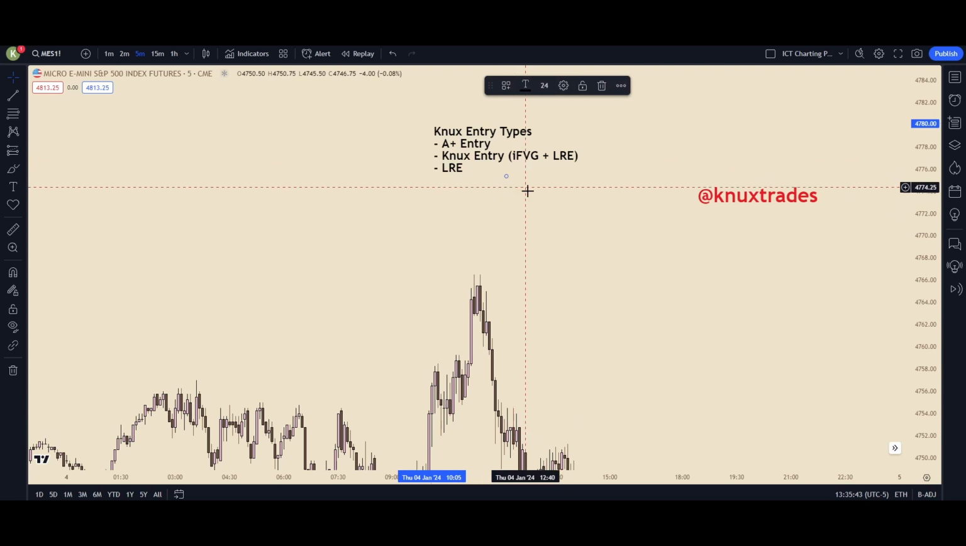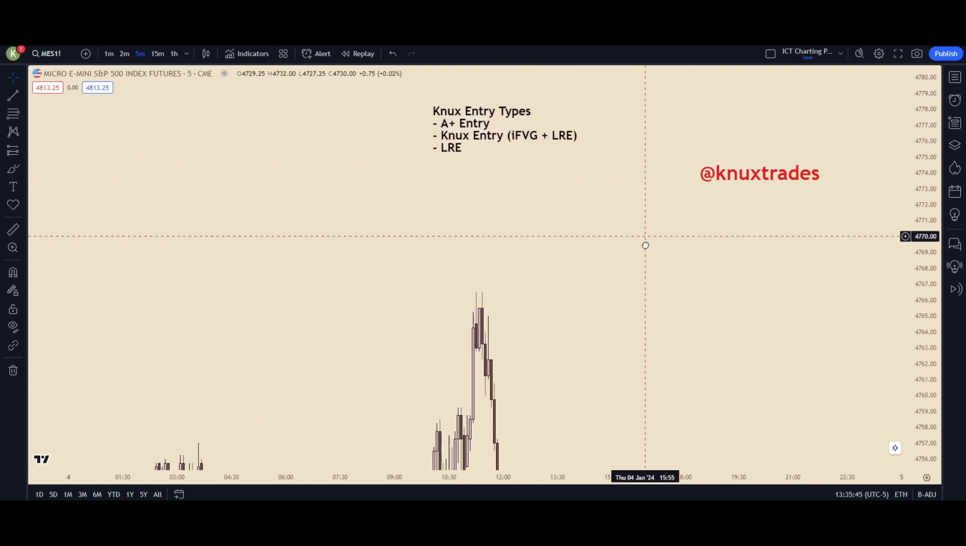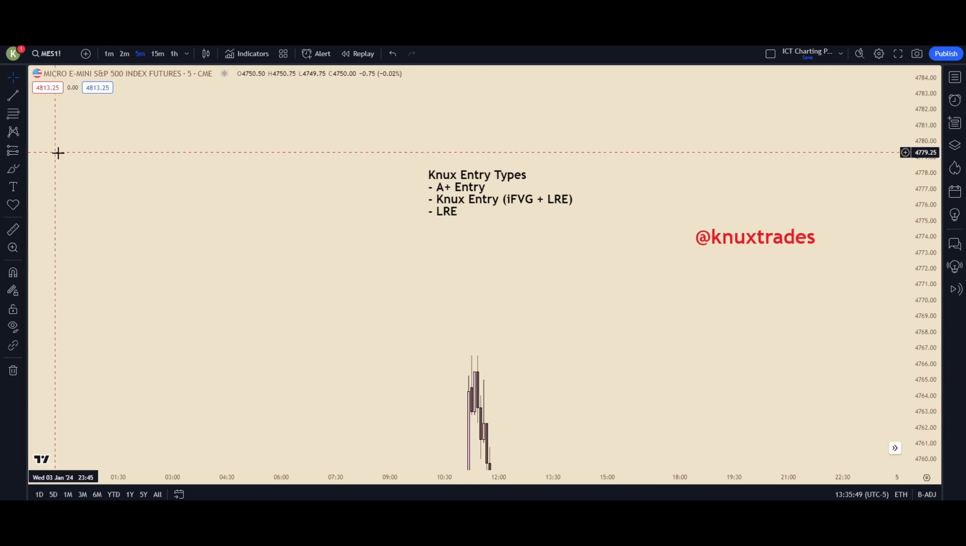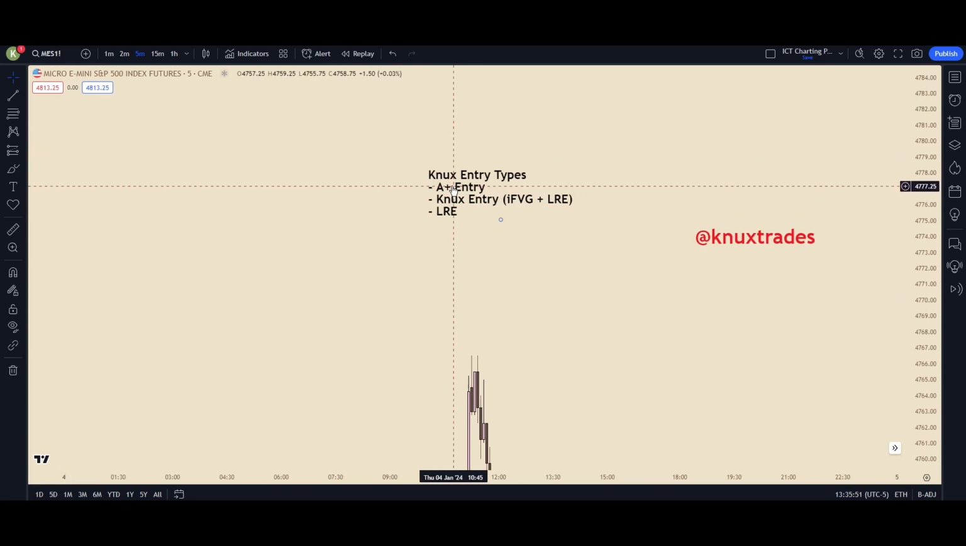All of these entry types have different risk associated with them, so I risk a different amount for each one. My A plus entry has the most risk. That's full risk for me. My Nux entry has the second highest risk, and my less risk entry has the lowest risk. So A plus entry highest, less risk entry lowest, and Nux entry in the middle between those.